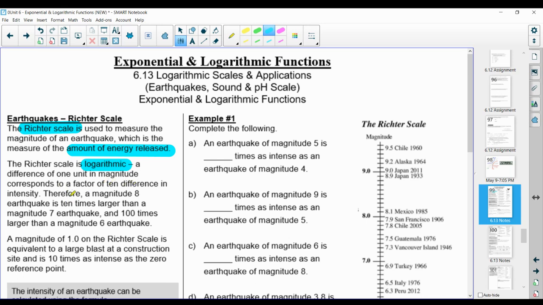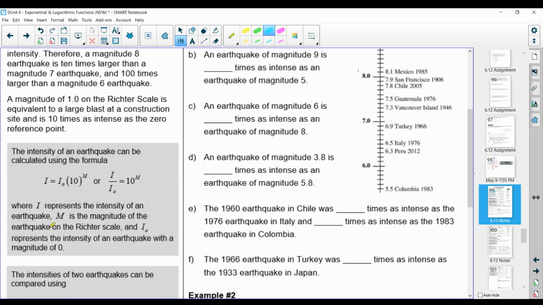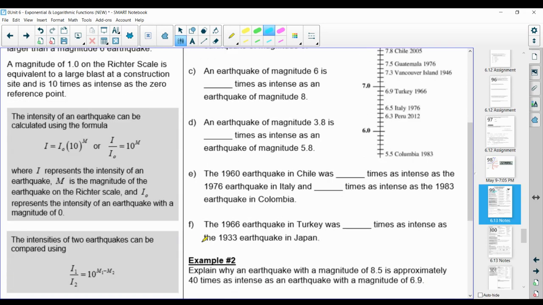So if in the media you're hearing about a magnitude 8 earthquake, that's 10 times as intense as a magnitude 7 earthquake. And a magnitude 8 earthquake would be 100 times as intense as a magnitude 6 earthquake. Now, if you were to hear about a magnitude 1 on the Richter scale, that's equivalent to a large blast at a construction site, and it's 10 times as intense as the 0 reference point used for the scale.